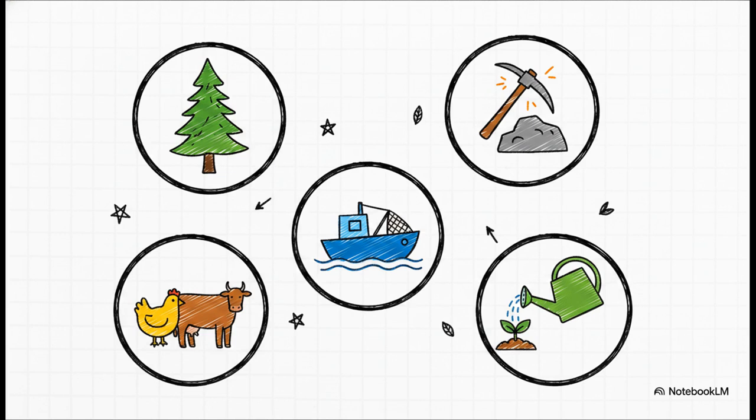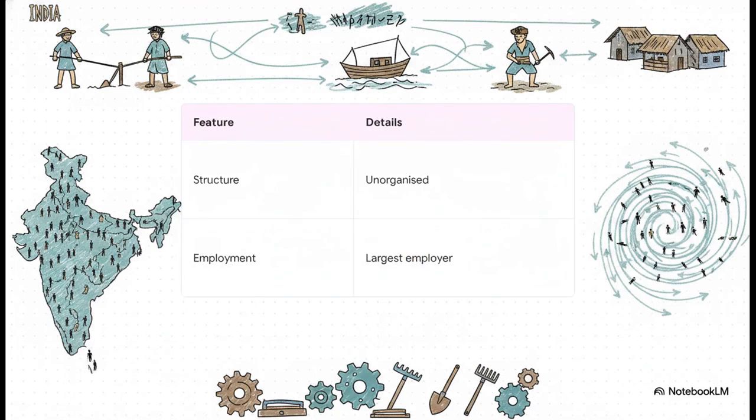Just think about the sheer variety of human endeavor that relies on natural extraction. We're talking agriculture, forestry, animal husbandry, but it's also fishing, poultry farming, mining, quarrying, gardening, and dairying. Whether you're pulling timber from a forest, catching fish, or extracting minerals from a quarry, you are working right there in the primary sector.